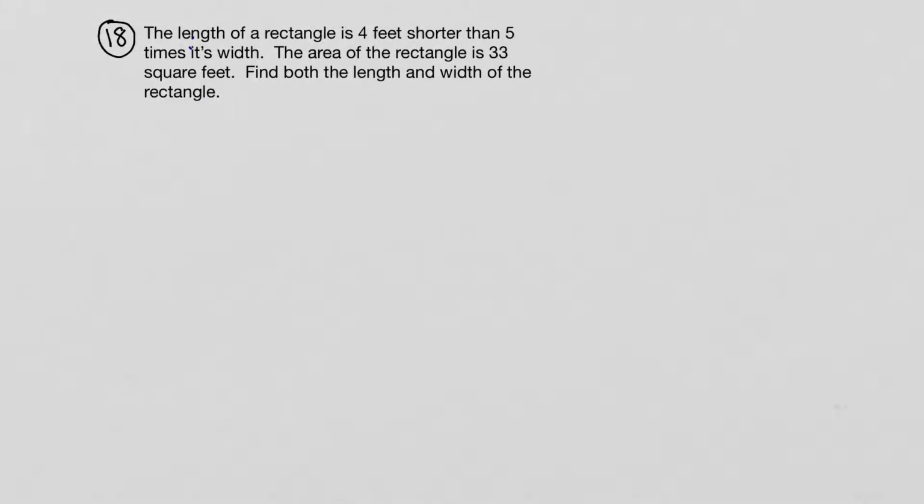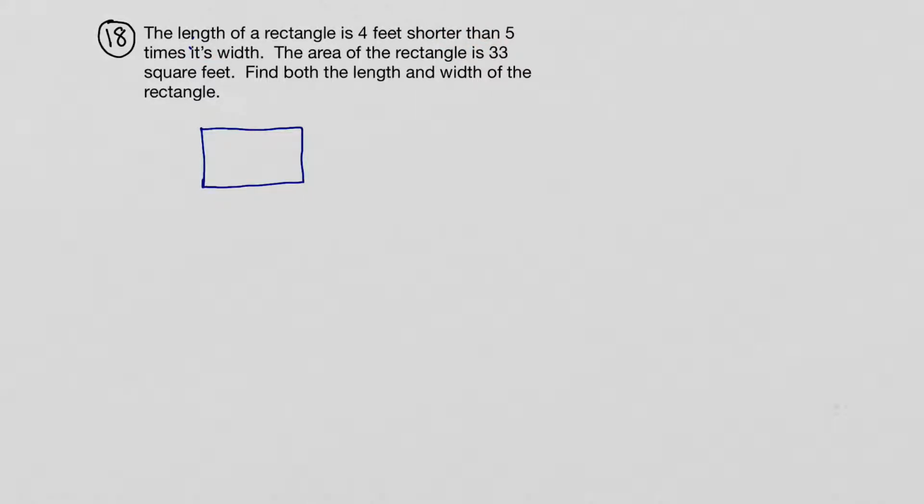Let's give this problem a try here. We've got, as I read this, the length of a rectangle. Now, right away, I see a rectangle, so I'm going to draw a picture. I'm just going to draw a rectangle here. And then it goes on to say that the length, all right, maybe this is the length and this is the width, but the length is 4 feet shorter than 5 times its width.